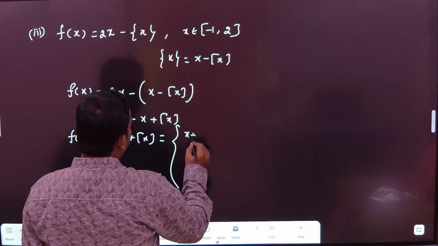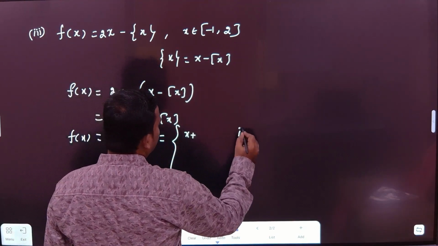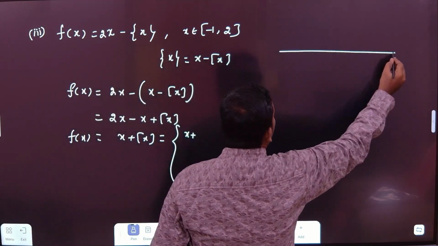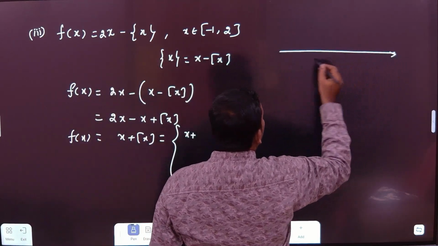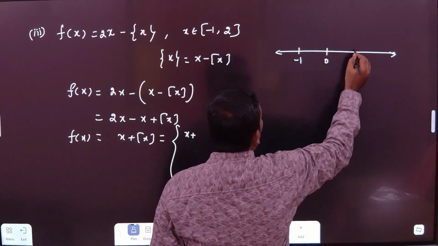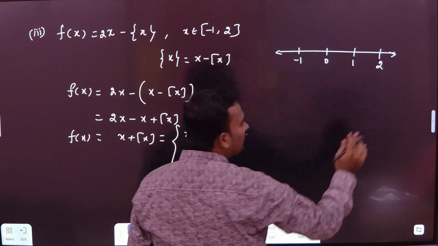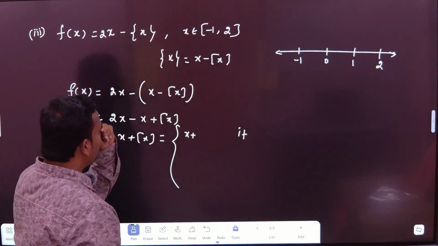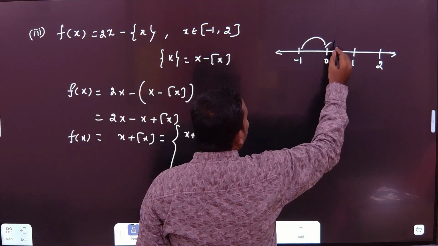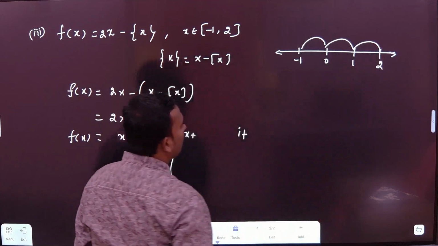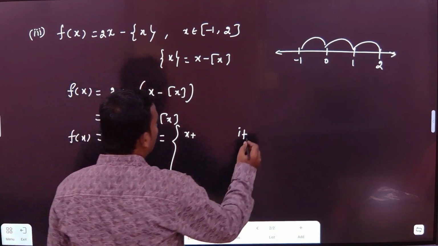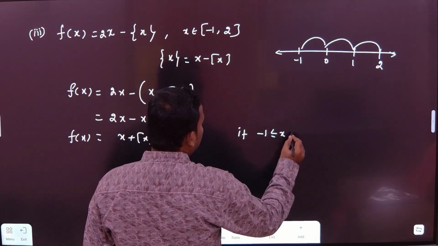So x plus the greatest integer function. When x is minus 1 to 2, how to break it? You can see here, student: minus 1, and next is 0, 1 and 2. These are the integer values in the closed interval minus 1 to 2. So you have to break it into minus 1 to 0, 0 to 1, 1 to 2 and check it. First I will include minus 1: minus 1 less than or equal to x less than 0.